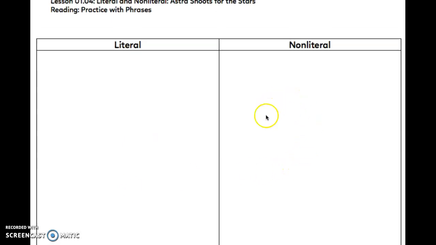Here is where you will draw a picture of one of the sentences that you marked as literal and write a sentence. And here is where you will draw a picture for one that you marked as non-literal and write your sentence. Remember that sentences start with capital letters and end with punctuation.